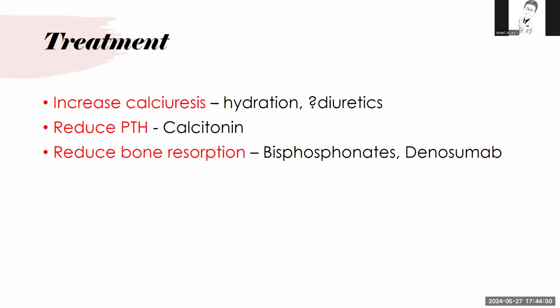So treatment would be increased calciuresis by hydration, and again diuretics. Although we say that diuretics can cause calciuresis, we don't usually use them in the management of hypercalcemia. For reduction of PTH, especially when PTH secretion is there, we use calcitonin, and reduce bone resorption by bisphosphonates and denosumab when the suspected cause is osteolysis. So next slide, please.